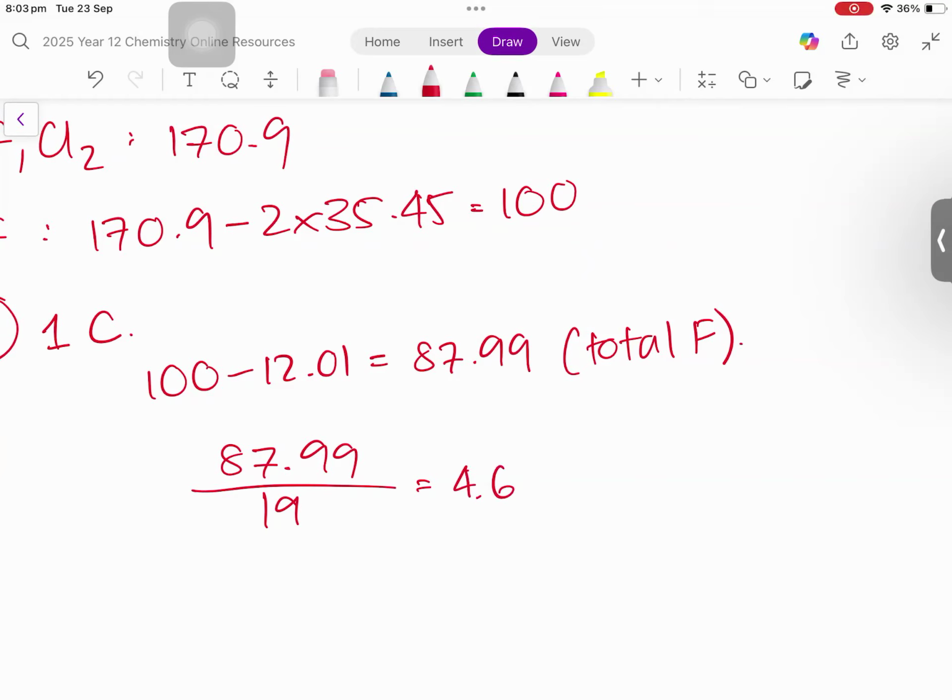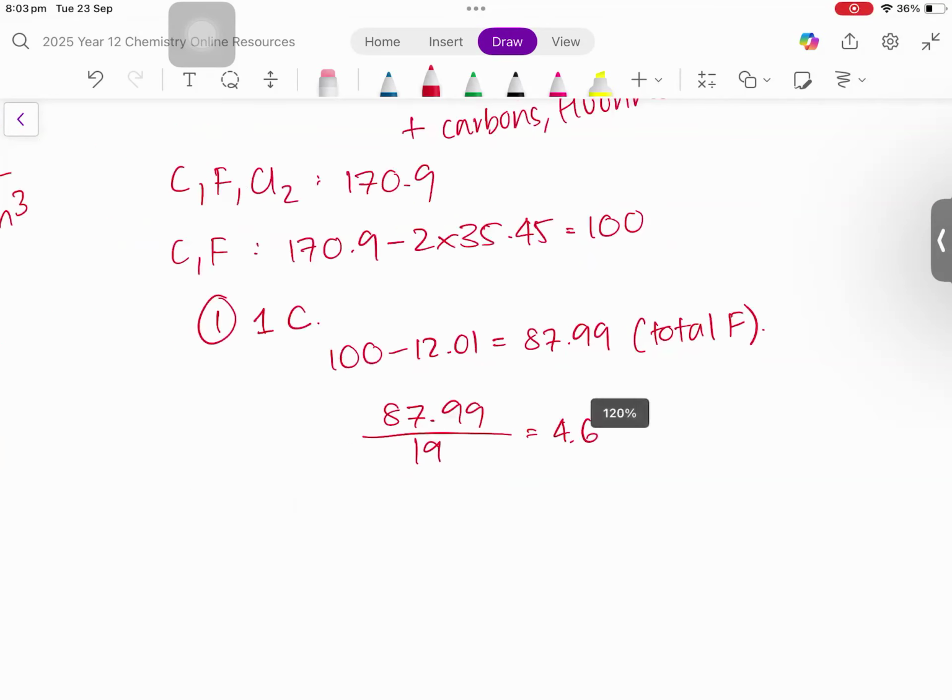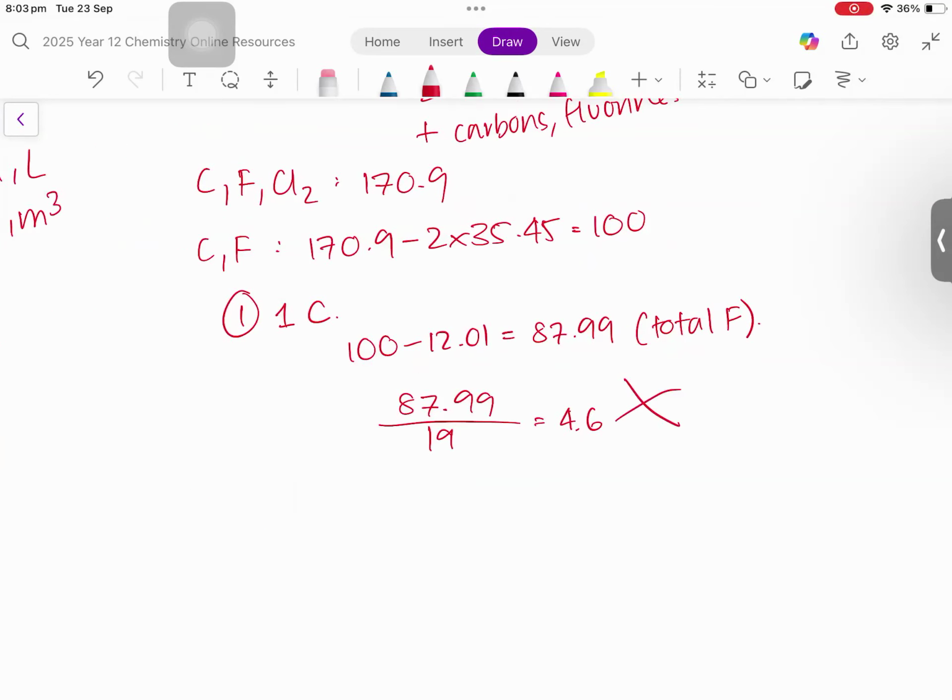Is it possible to have 4.6 fluorine atoms? No. The number of fluorines is a total number. So one carbon and 4.6 fluorines, is that going to be our answer? No. So let's keep on going. We just finished one carbon. That one's not going to work. You can't get a non-whole number for fluorine atoms. It has to be a whole number. Trial number two, let's say 2 carbons. The whole thing is 100. Let me subtract 2 carbons, so 100 minus 12.01 times 2. What's the remaining mass left over for the total fluorines?